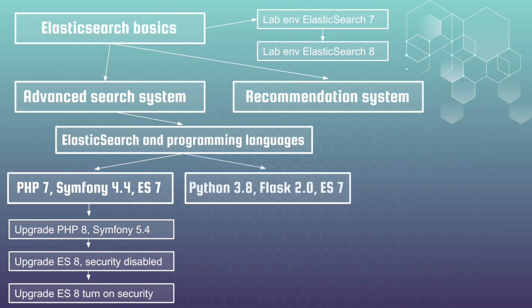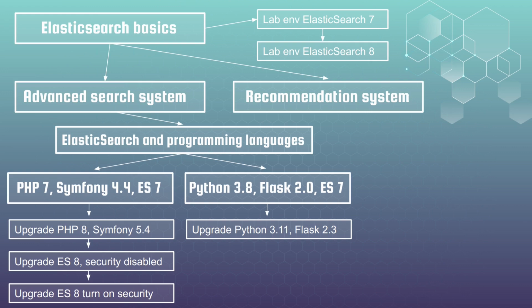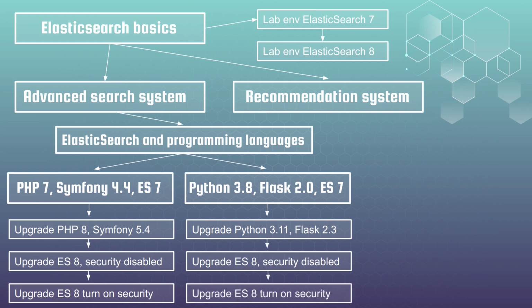For developers who prefer Python, the learning road is quite similar. Stick with the section Python plus Flask plus Elasticsearch and watch all the videos related to the microservice application built upon Python version 3.8 and Flask version 2.0 with Elasticsearch 7. And only then continue with the video Upgrade Python to 3.11 and Flask 2.3 if you are interested in the latest versions of Flask and Python itself. And in the end, go forward with the lectures related to Elasticsearch Upgrade to 8th version and turning on the security option upon it.